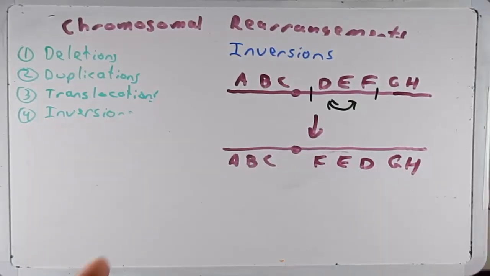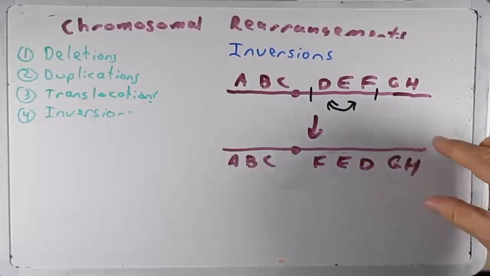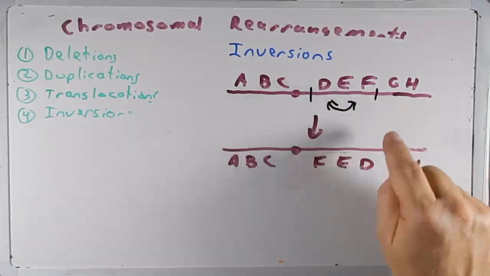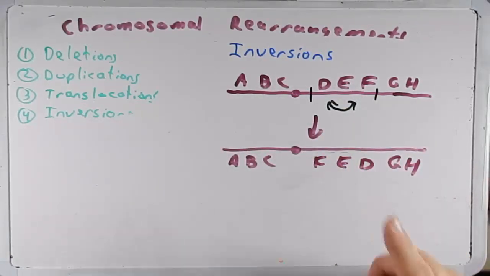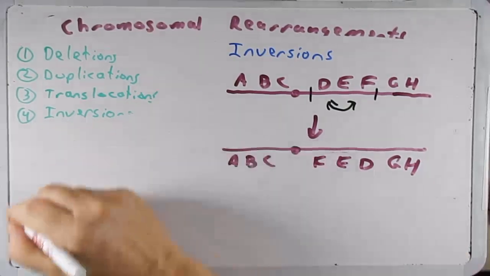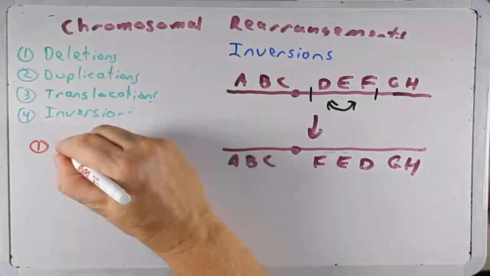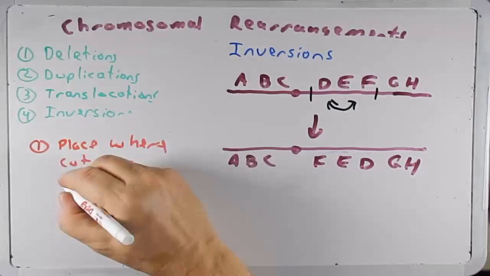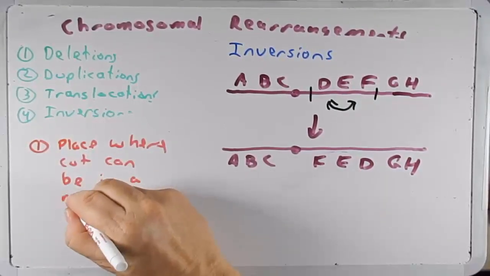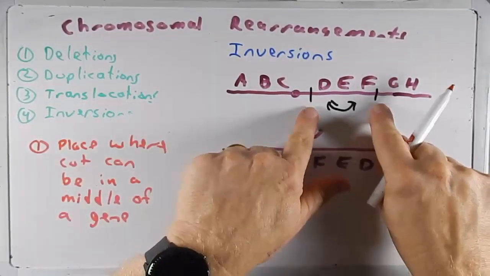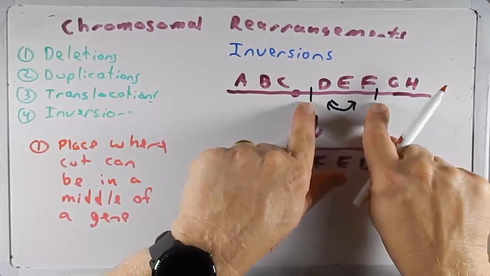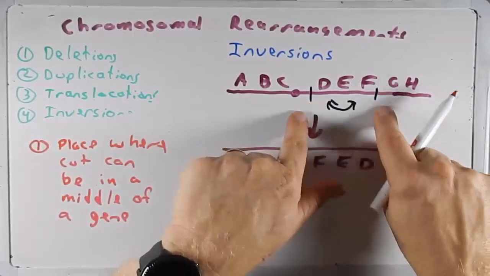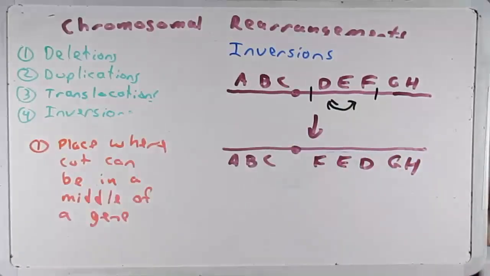And like with a lot of these, we look at this and say, well, there's probably no problem because you still have genes DEF and FED, they're just in a different order. And sometimes there are no effects, but a problem that can occur with these inversions is that the place where it's cut can be in the middle of a gene. So it's possible, I drew it right at the boundaries of the gene, but when these events happen, they don't know where the genes are. They just randomly cut the DNA.